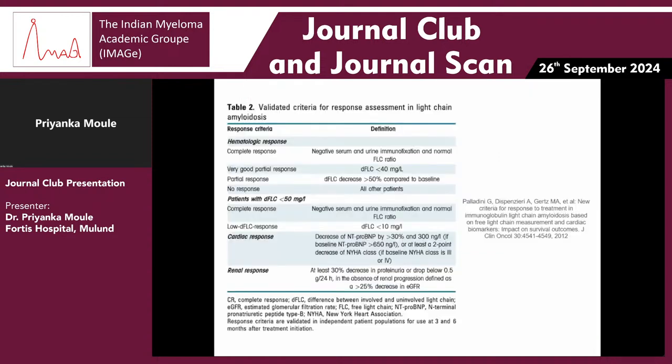We have a validated criteria for hematological response in AL amyloidosis, which is very well established and used in our daily clinical practice. It is based on the difference between the involved and uninvolved light chain assays. In the same table, I want to show that for the organ responses, the cardiac and renal responses, the criteria are not that well laid down, and they are just binary depending on the NT-proBNP value reduction.